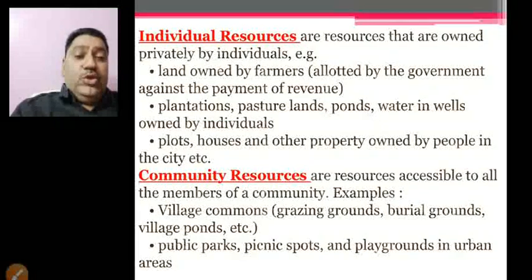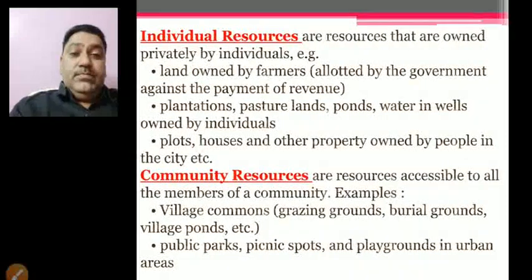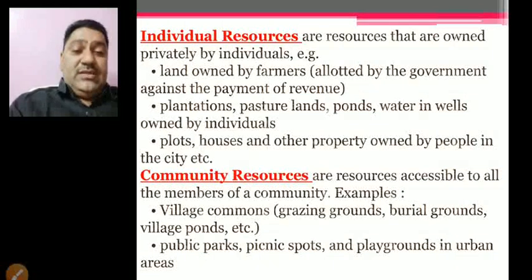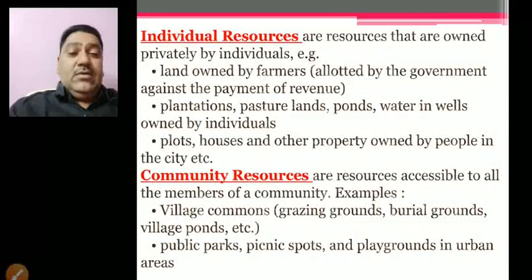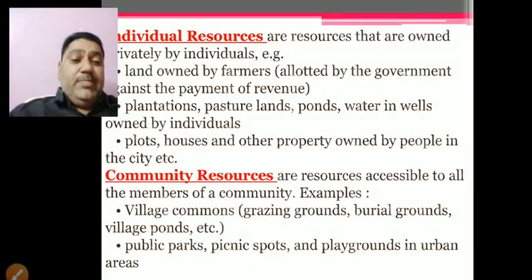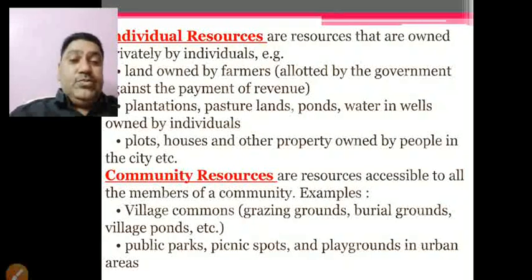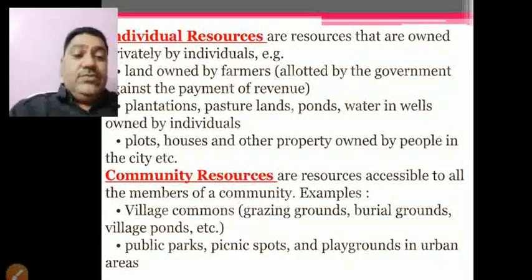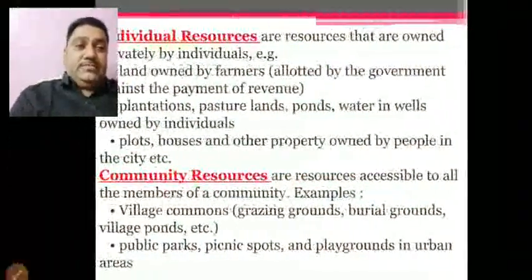Next, in ownership is community resources. These resources are accessible to members of the community. For example, the village common. Earlier, every village had a common area which was called the village common, and this was used for grazing, burial or ponds, etc. Similarly, public parks, picnic spots, playgrounds in the urban areas. Playgrounds are nothing but like a stadium. So these are considered community resources. These are owned by particular people, but are accessible to various people.